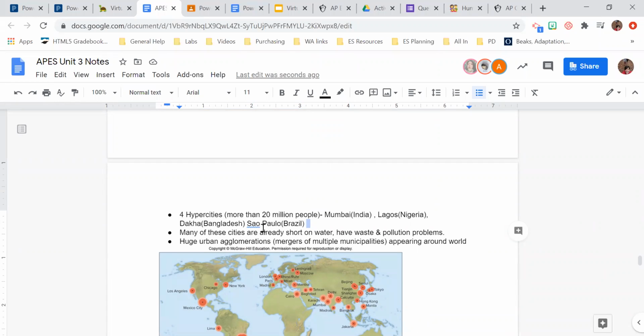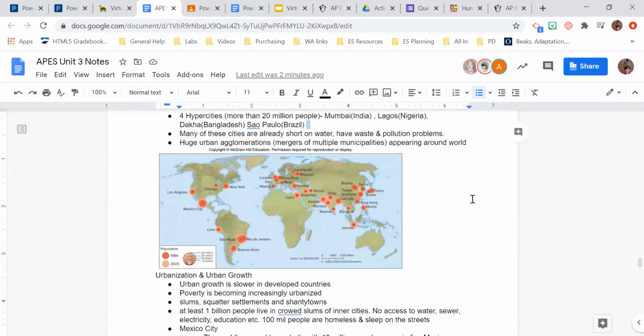Many of these cities are already short on water. Many of these cities have waste and pollution problems. Mumbai has problems with waste and not being able to treat the wastewater quickly enough. Sao Paulo, despite the fact that when we think of Brazil we think of beaches, has issues with clean water and having enough sources of clean water.